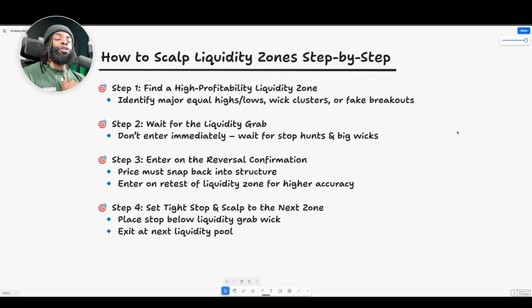Remember, the big players are doing this all day because they know that they're the big dogs. They know that they have the control and they understand how everybody moves. So that is exactly what we're going to do.